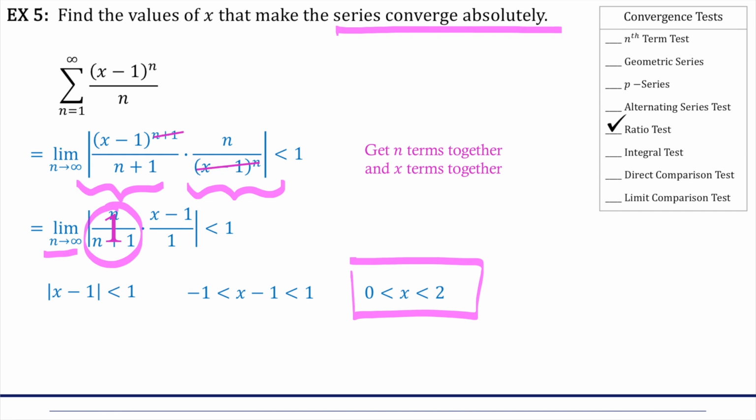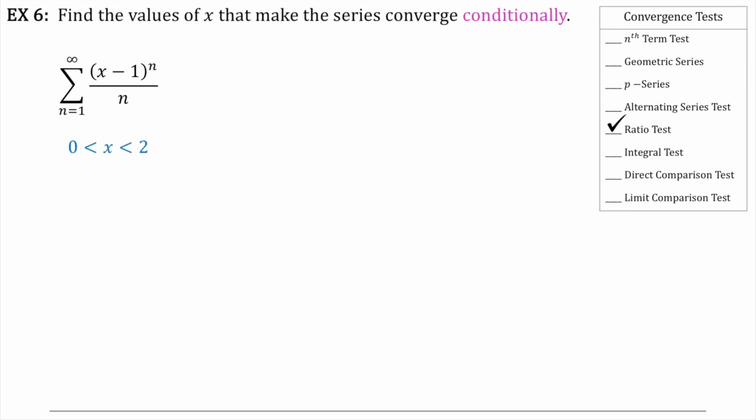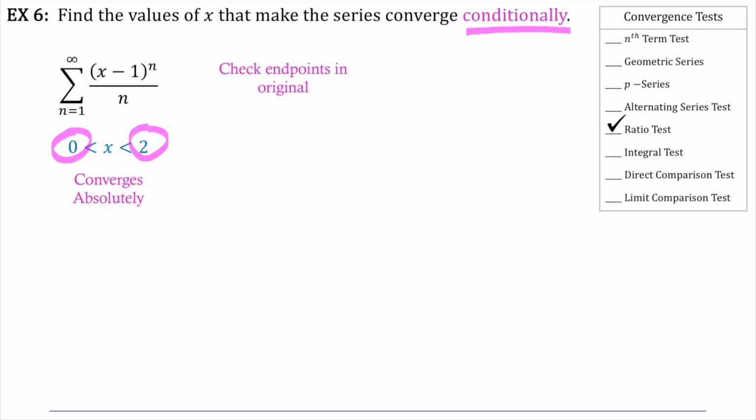Now let's add another little layer here. Instead of wanting it to converge absolutely, what if we care about where it converges conditionally? We know that it converges absolutely between 0 and 2. In order to find where it converges conditionally, we need to check the endpoints of our interval in the original series.